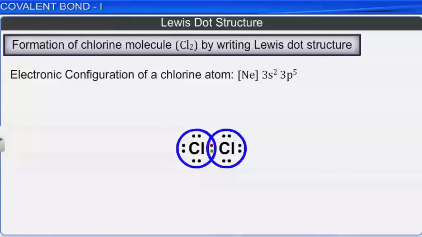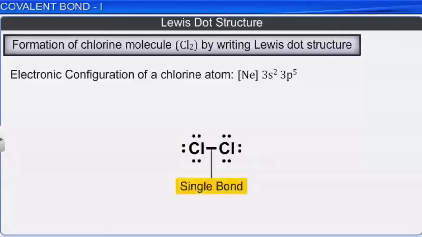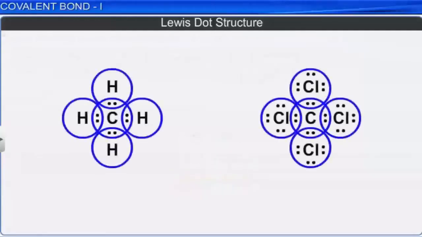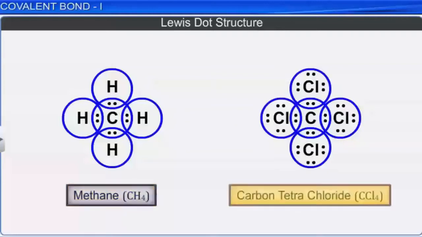That is, if 1 electron pair or 2 electrons are shared between 2 bonded atoms, a single bond is said to be formed. Similarly, let us look at Lewis dot structures which depict the formation of covalent bonds in methane and carbon tetrachloride.